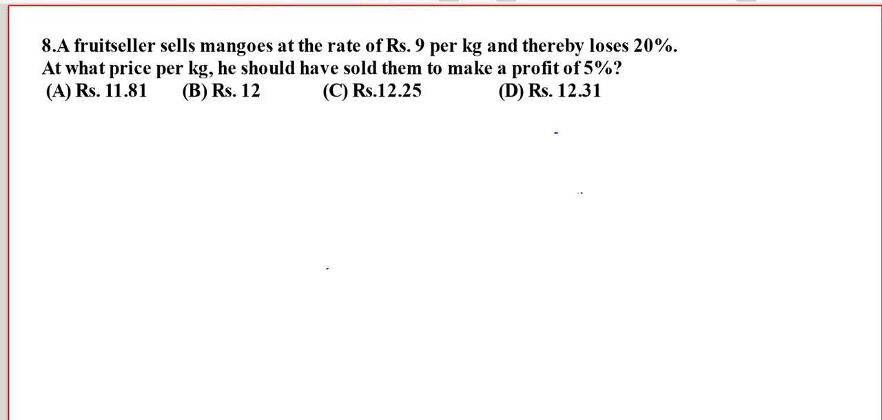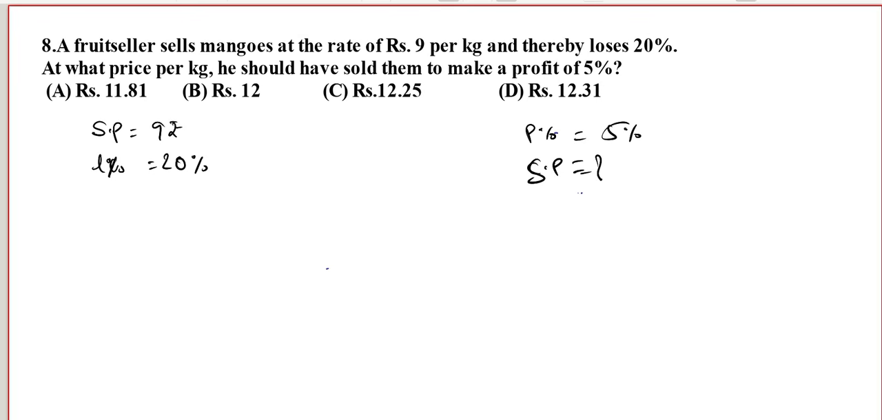The next question is: a fruit seller sells mangoes at a rate of 9 rupees per kg, thereby losing 20 percentage. At what price per kg should he have sold to make a profit of 5 percentage? What is given: the selling price of the article is 9 rupees and the loss percentage is 20 percentage. We are asked to find, if he wants to get a profit of 5 percentage, at what price he has to sell. So we need the selling price.